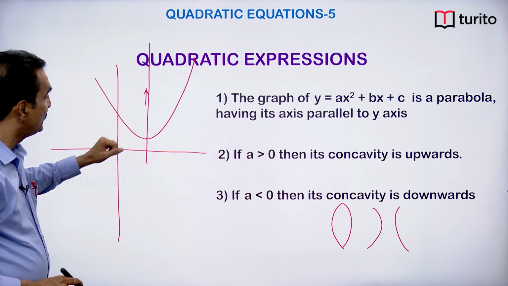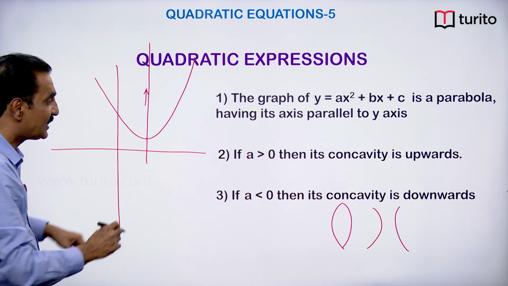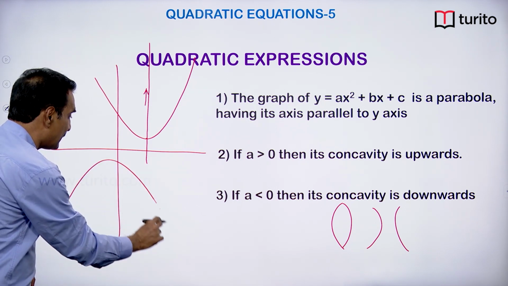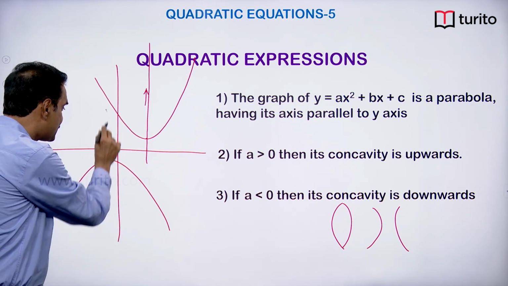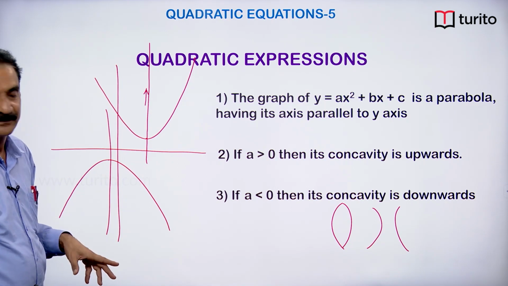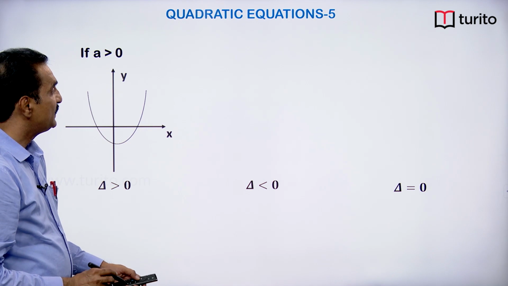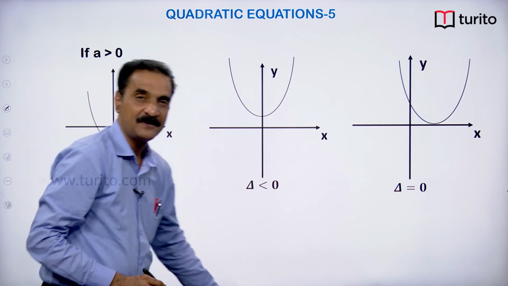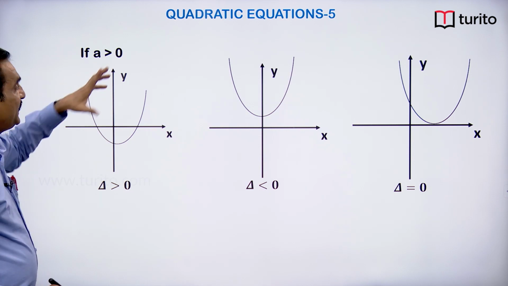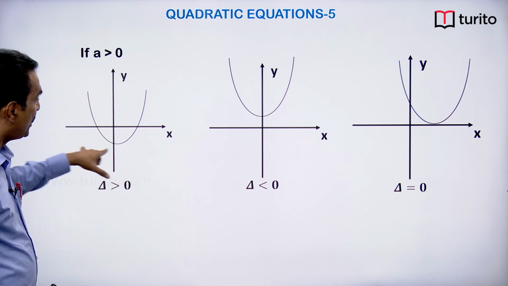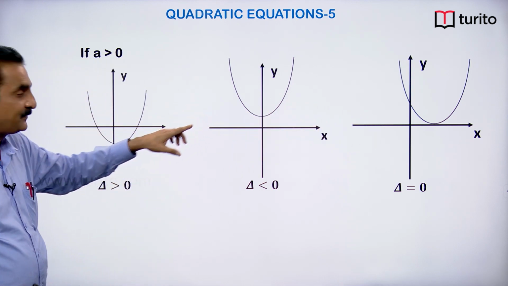Okay. Next, if a is less than 0, then the concavity will be downwards. The parabola will be like this. Again, this is called vertex and this line is called axis. Now, let us see various positions of the parabola. If a is greater than 0, then concavity will be upwards. It can be in any one of these three positions.